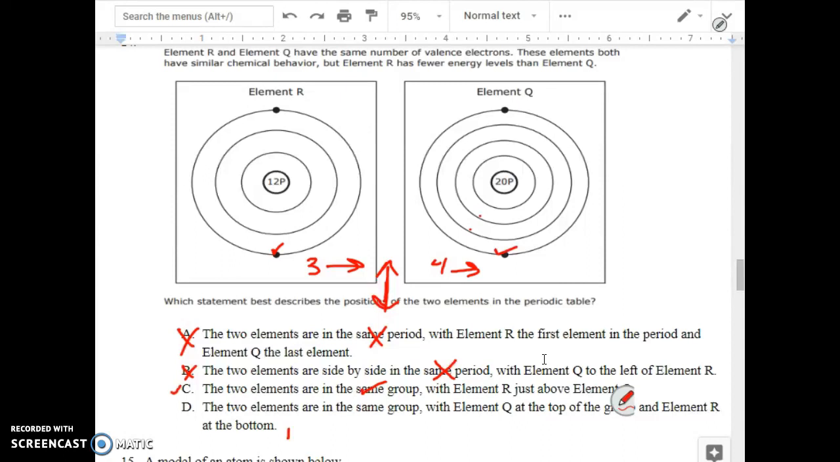Right now, C looks very good. Just to be safe, letter D, the two elements are in the same group, okay, with element Q at the top of the group and element R at the bottom. No, they are going to be one on top of the other because element Q just has 1 additional electron shell. So our correct answer is C.